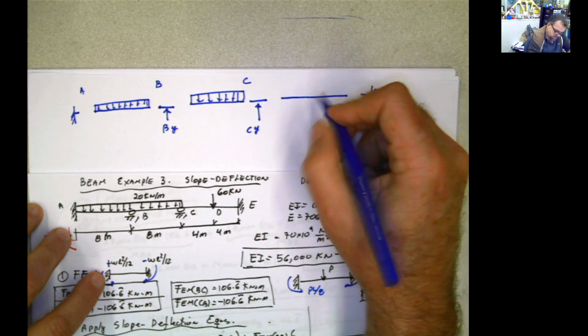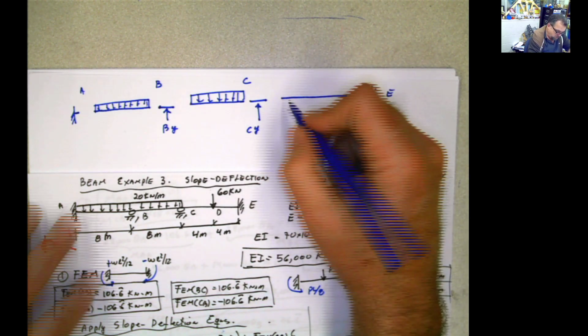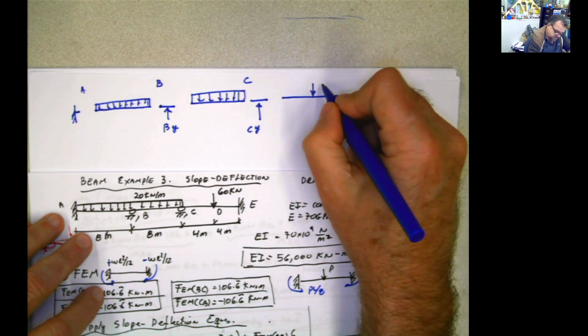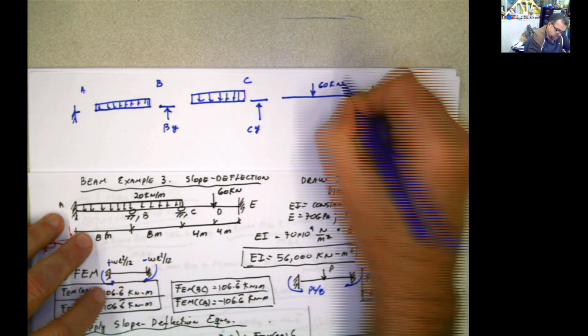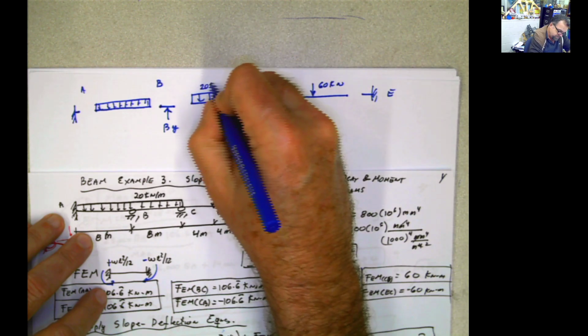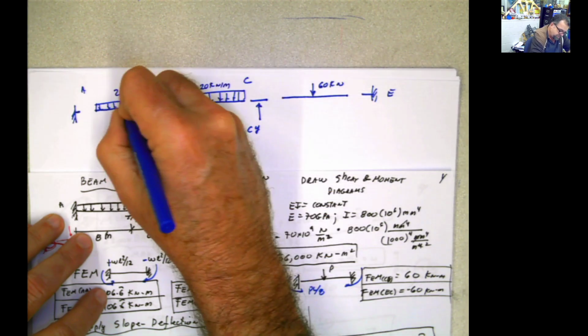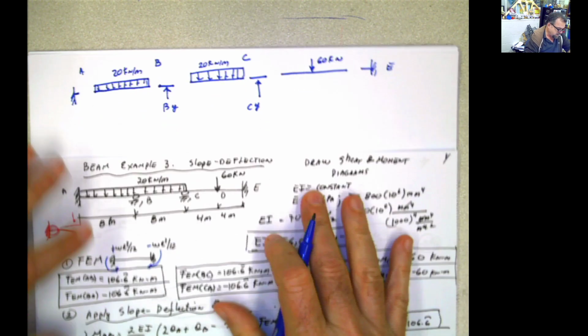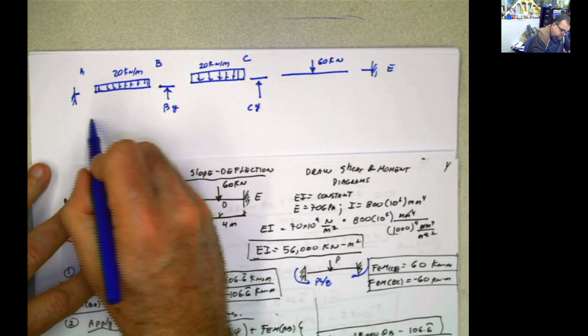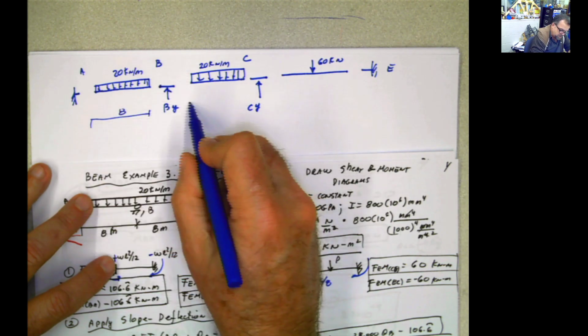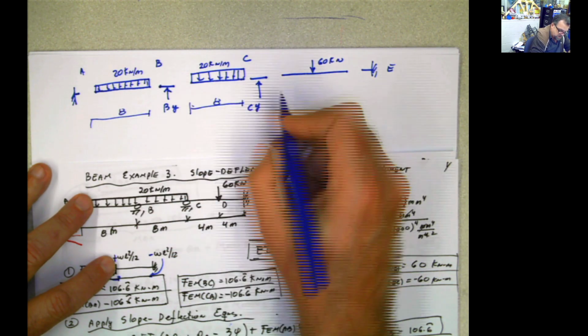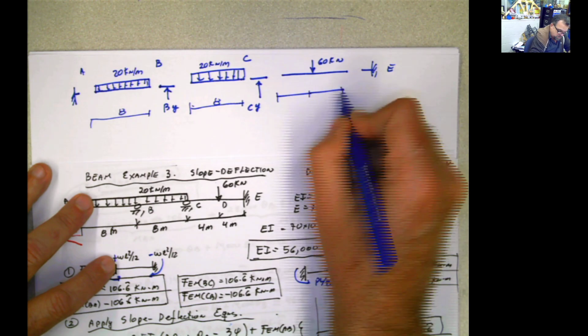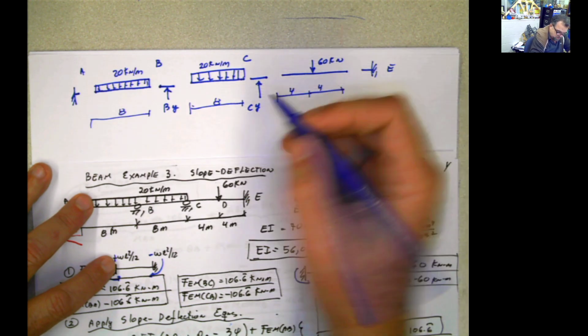And then I'm going to do the last part, which is here, and this is the support E. Now here I have a force of 60, this is 20 and 20, and the distances are 8, 4 and 4 meters, of course.